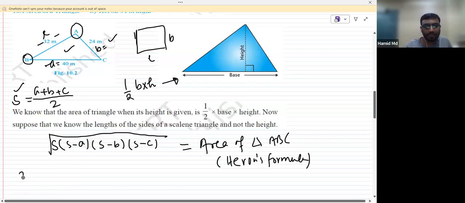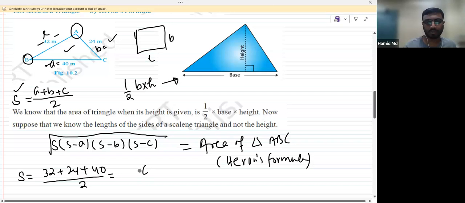This S is called the semi-perimeter. A plus B plus C is the perimeter of this triangle, and we are taking half of the perimeter. So 32 plus 24 plus 40, divided by 2. That's right? Yes. So 96 divided by 2 is 48. So we got this 48.